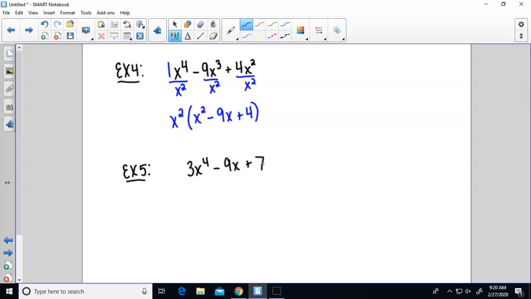Okay, 3, 9, and 7. Can we divide those by something? No, the 3 and 9 look pretty good until you get to the 7. There's nothing you can divide all those by. All right, what about x's? We also have this constant term over here that does not have an x with it. So Evan said 1. We could divide by 1. If we did, we just have 1 times 3x to the 4th minus 9x plus 7, which would be exactly the same thing, right? So I occasionally will put a problem like this mixed in with the rest of them, okay?